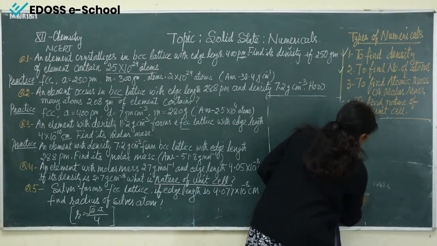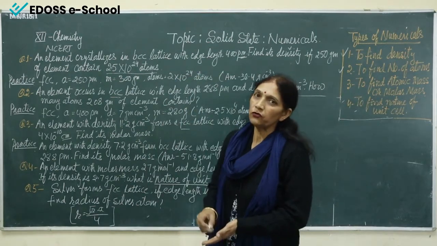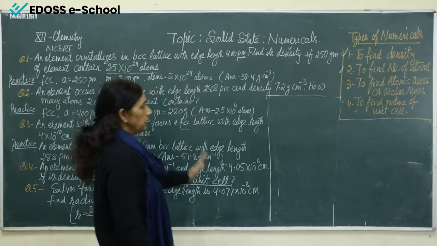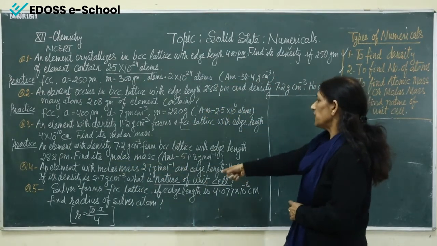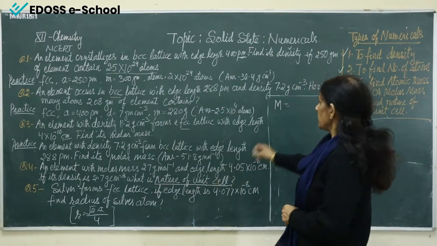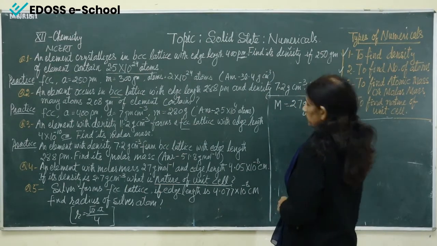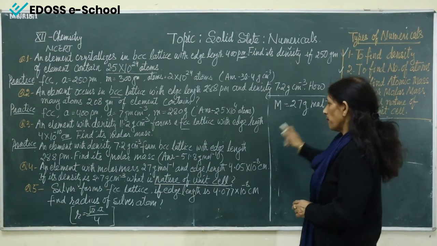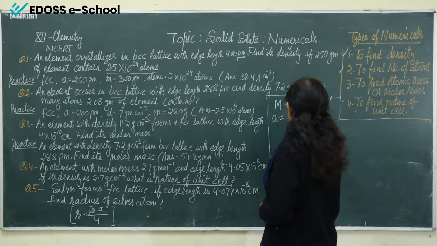First of all, same way, we will write whatever is given to us, and then we will try to find what we have to find out. Now see the question. An element with molar mass. So here molar mass is given, means capital M is already given to you. So molar mass is 27 gram per mole. This is always of 1 mole. And edge length is given, A is given to you, 4.05 into 10 raised to power minus 8 centimeter.